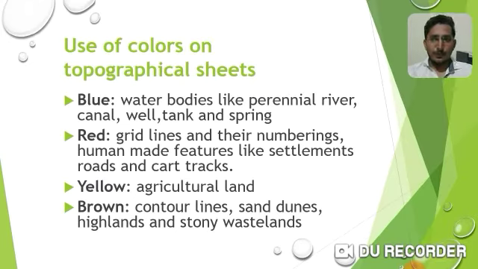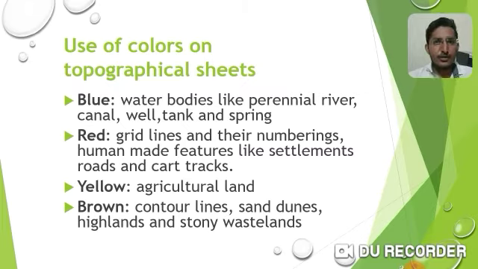As we know, there are few colors which are used in every maps. They are, first one, blue. The color blue is universally used to denote water bodies, all kind of water bodies. The color red is used for grid lines and their numberings and all kind of human made features like settlements, cart tracks, etc.